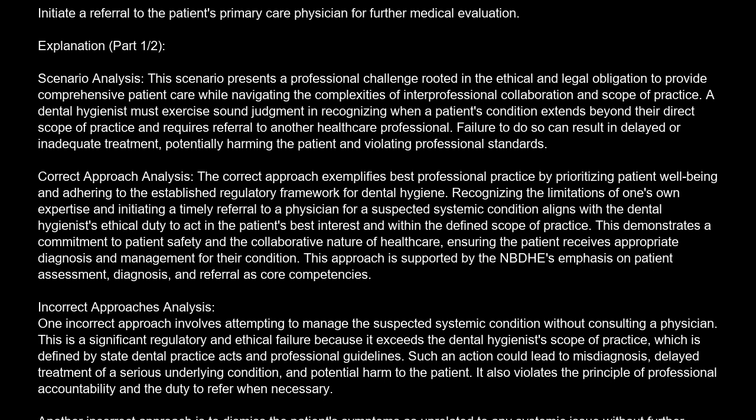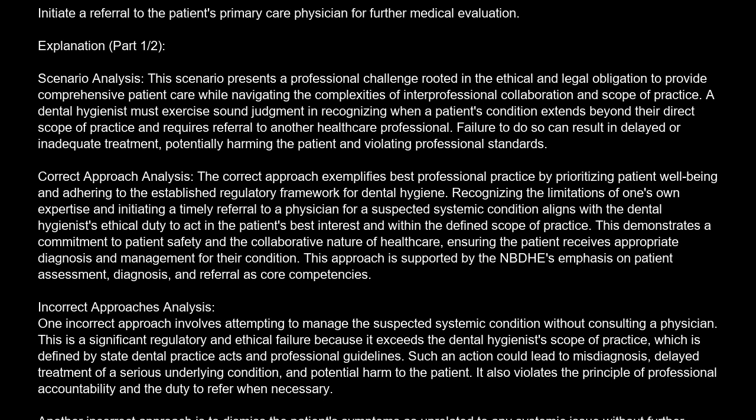Correct approach analysis. The correct approach exemplifies best professional practice by prioritizing patient well-being and adhering to the established regulatory framework for dental hygiene, recognizing the limitations of one's own expertise, and initiating a timely referral to a physician for a suspected systemic condition aligns with the dental hygienist's ethical duty to act in the patient's best interest and within the defined scope of practice.